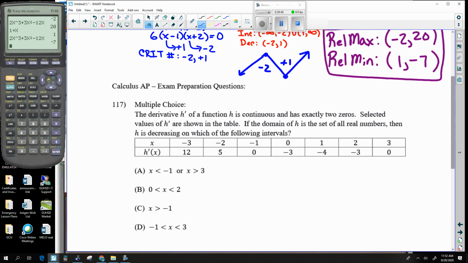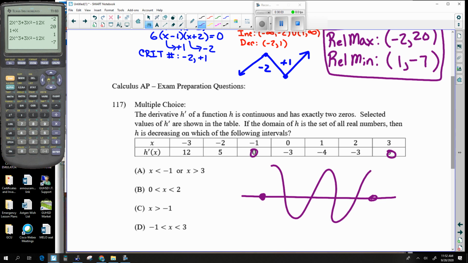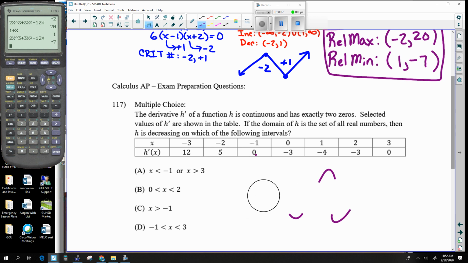Okay, the derivative of the function h is continuous and has exactly 2 zeros. And notice how it says exactly 2 zeros. So it's not switching across the x-axis somewhere in between, because we know where those 2 zeros are. It doesn't do something we don't know about because it only has 2 zeros. So the derivative only has 2 zeros. That's important. And we know where they are, apparently.